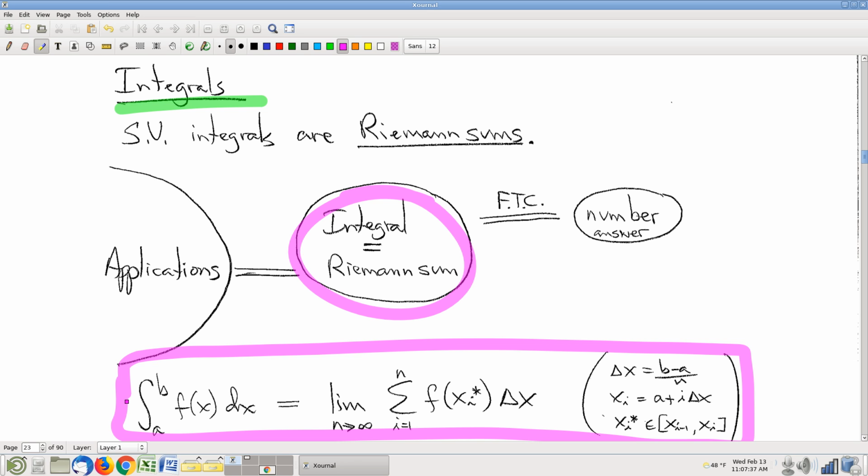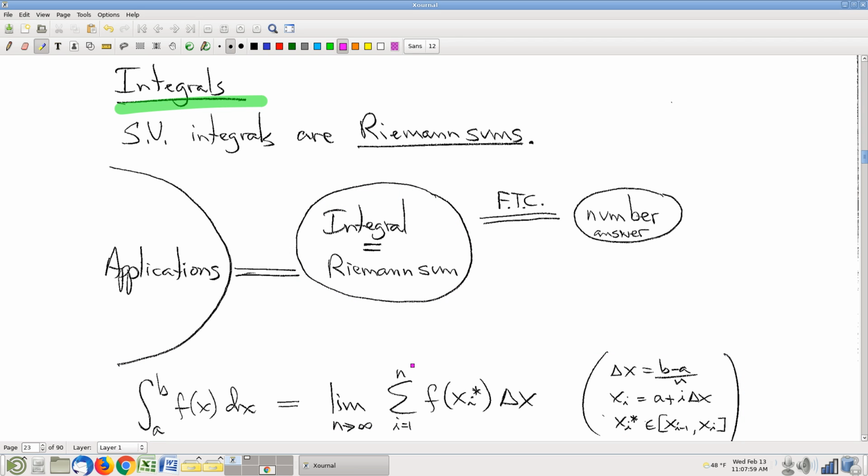I claim that digesting that this is the definition of an integral is of extreme application benefit. It's very important. If you want to do anything with integrals, it's extremely important to understand that integrals are Riemann sums. So let me show you why.